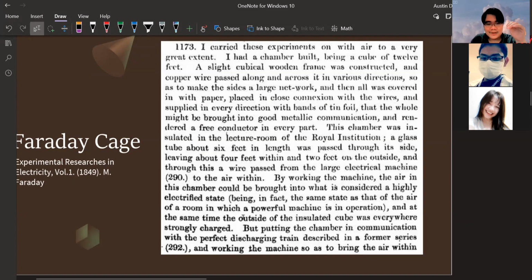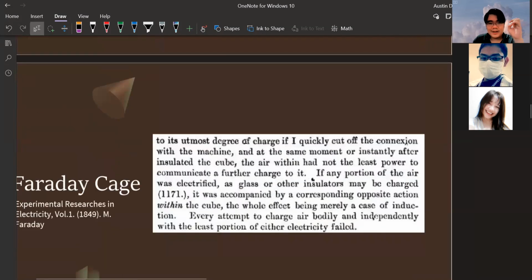And at the same time, the outside of the insulated cube was everywhere strongly charged. But putting the chamber in communication with the perfect discharging train described in a former series, and working the machine so as to bring the air within to its utmost degree of charge, if I quickly cut off the connection with the machine, and at the same moment, or instantly after, insulated the cube, the air within had not the least power to communicate a further charge to it. So, ang ginawa niya is kinoriente niya yung cube. Then, dinisconnect niya tapos syempre may mga charges pa din. Then, titignan niya ngayon kung ilaw yung air sa loob. Ano nangyari? Wala siya nga pala.